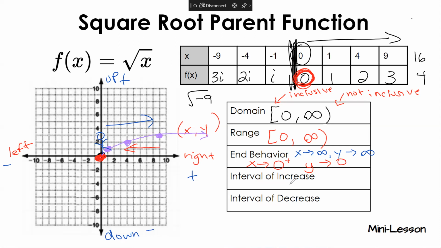Okay, are we okay on domain, range, and in behavior? Yeah. So domain is your x values, right? So how far to the left do we have 0? And then going on to positive infinity. We're only looking at when we get a y value, right?